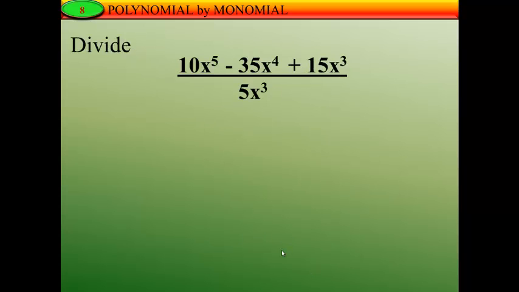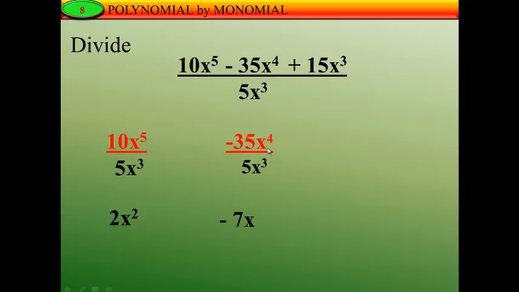Our next example. The first step is to separate your numerator. Just be careful with the sign of your coefficients in your numerator. So this one is positive 10x^5 divided by 5x cubed, negative 35x^4 divided by 5x cubed. It will just be equal to 2x squared. Next, negative 35x^4 divided by 5x cubed. Negative 35 divided by 5 is equal to negative 7, and then x raised to 1.